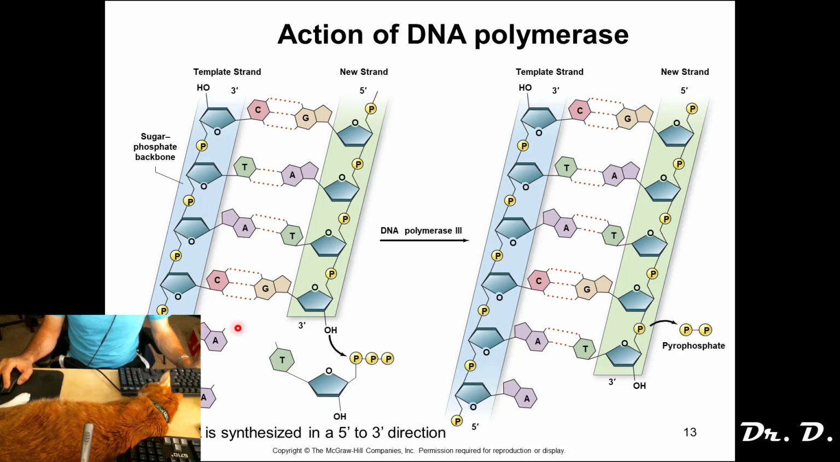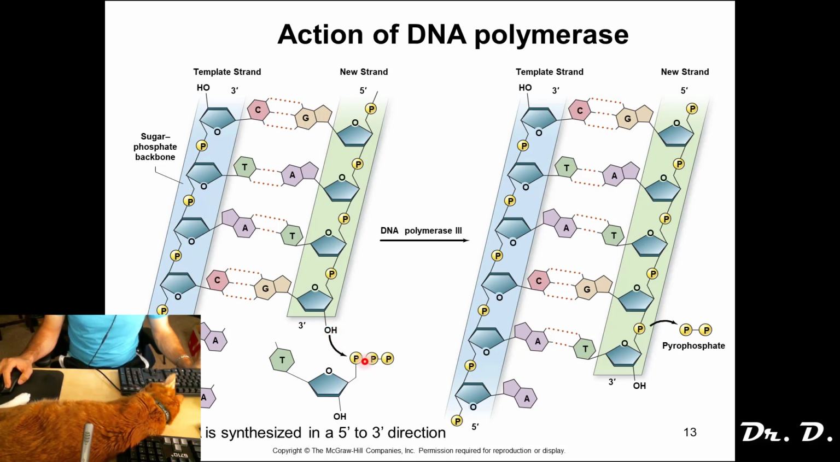So for example, you see here on the template, what do we have? Adenine, we have A. What complements A's? It's T's. Okay, so what does DNA polymerase 3 do? It grabs this thymine and it attaches it here to the 3' end of the daughter strand of DNA. You see the 3' OH right here? Well, DNA polymerase 3 attaches thymine to that 3' OH.